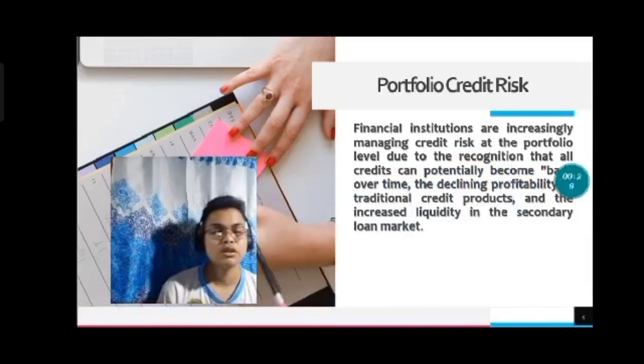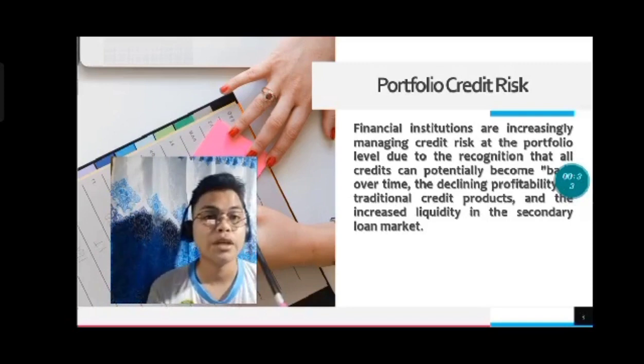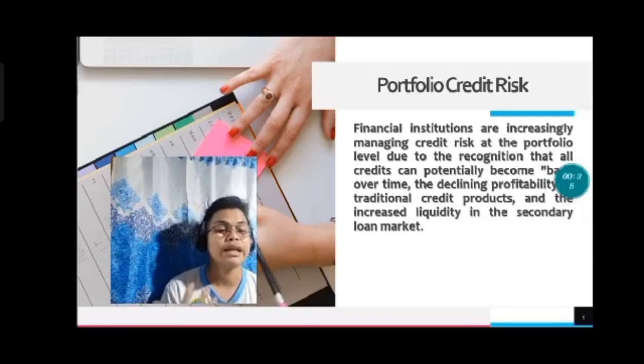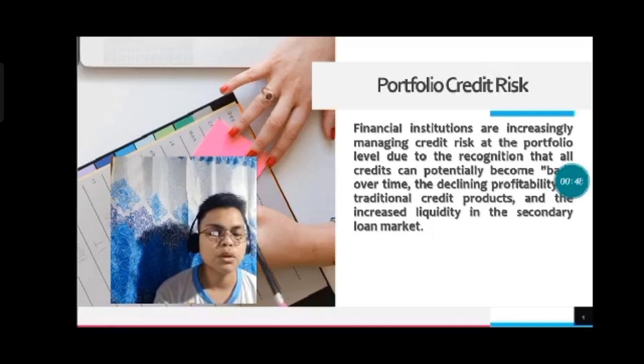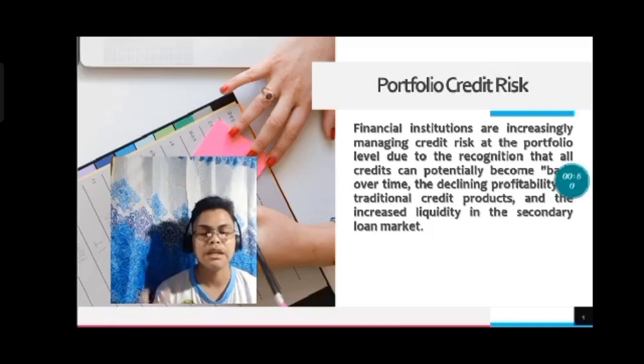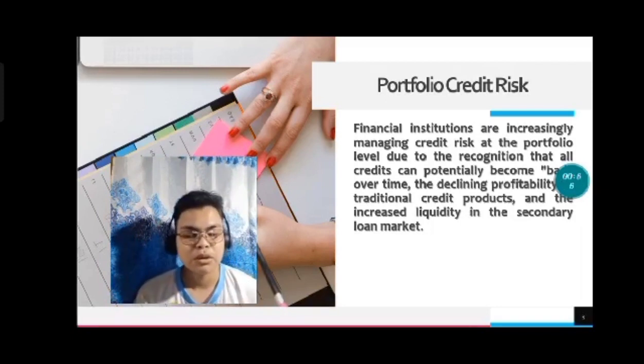So, portfolio credit risk. First and foremost, we are going to determine what a portfolio is. When you say portfolio, it's a collection of financial investments like stocks, bonds, cash, commodities, cash equivalents, including closed-end funds and exchange-traded funds or ETFs. People generally believe that stocks, bonds, and cash comprise the core of a portfolio.